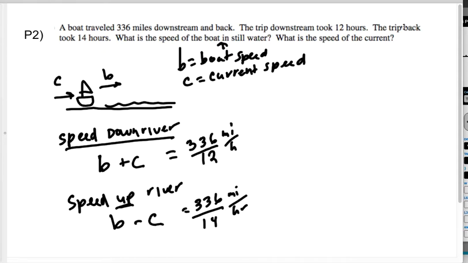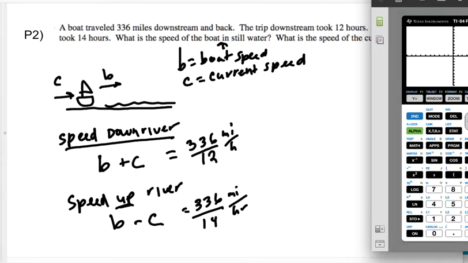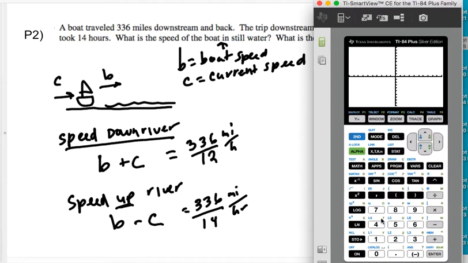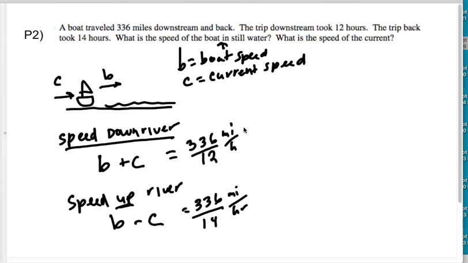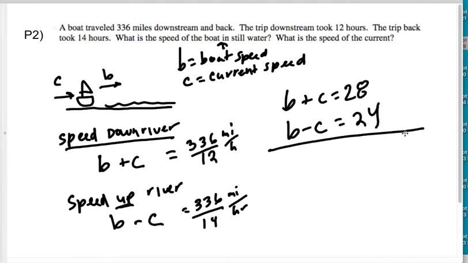One way to deal with it is just to quickly check and see if 336 is divisible by either of those numbers. So you could do 336 divided by 14 and see what happens. And hey, it is. And 336 divided by 12. And hey, it is. So turns out that this gives me two equations. B plus C is 28. B minus C is 24. And now suddenly it's not so bad.